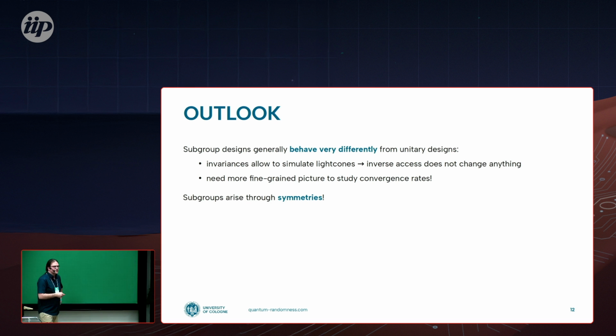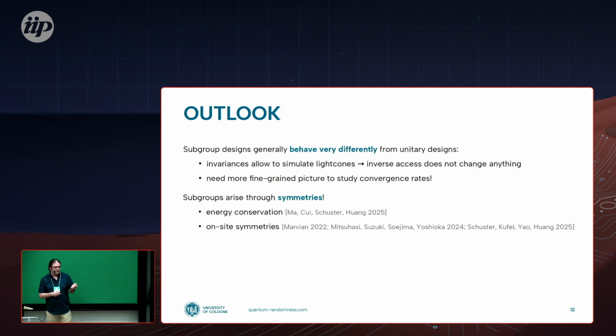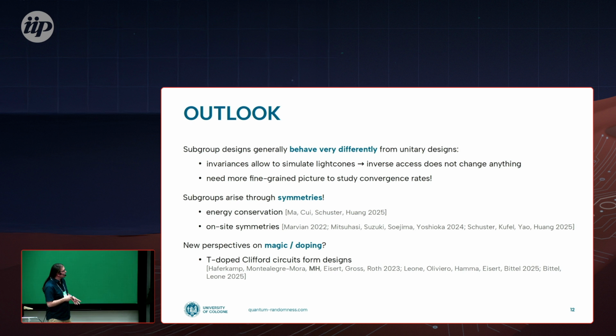Subgroups can also arise through symmetries. This is something that many people are very interested in. There are some papers on energy conservation and on-site symmetries, and I think they also fit nicely in this framework. And the last thing is that I think it also gives a new perspective on doping. This is the idea that you have a Clifford circuit and you add some T gates to it. This will converge to a universal circuit, and the question is how many T gates you need to, for instance, generate a design. We looked at this in the past, but I think our results indicate there is a more fine-grained picture on the use of magic resources for scrambling.